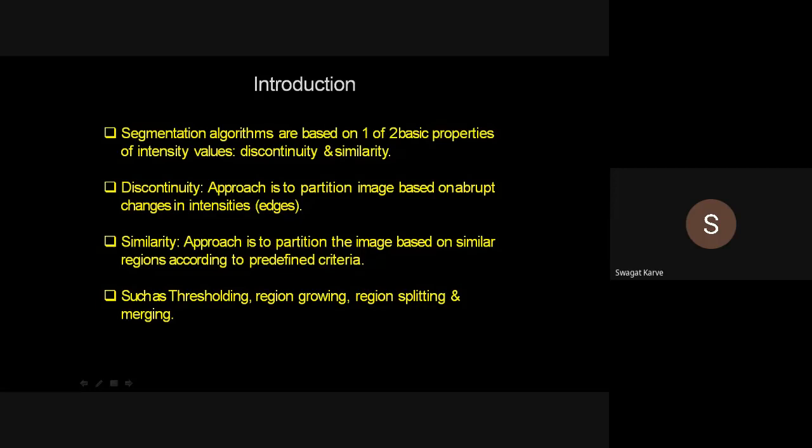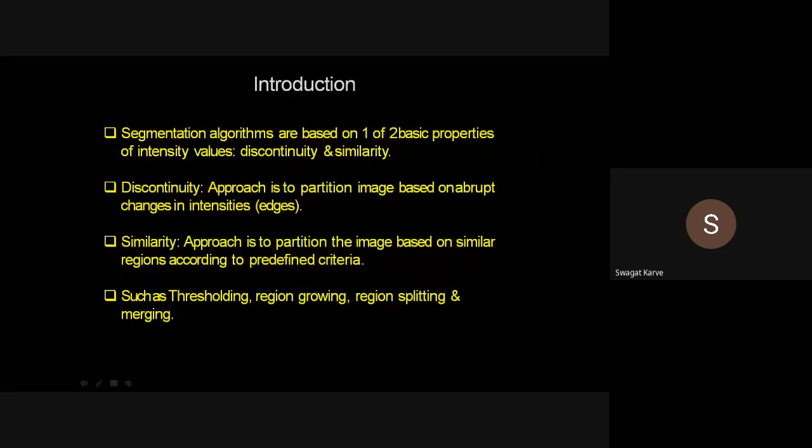And what is discontinuity? Abrupt change in intensity levels, right? And what is similarity? It is a similar region according to some predefined criteria.